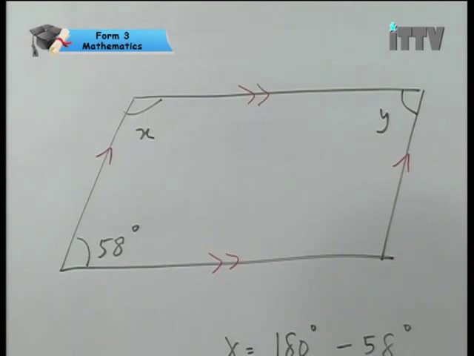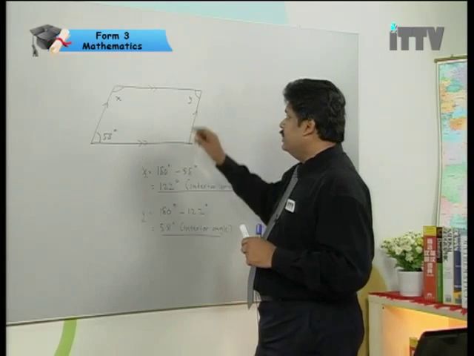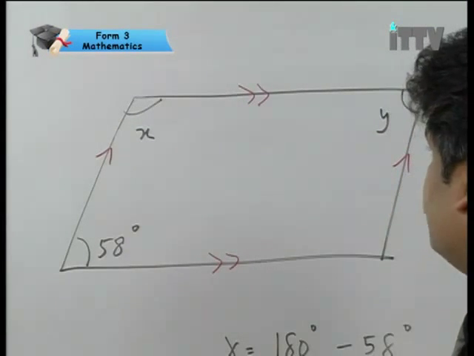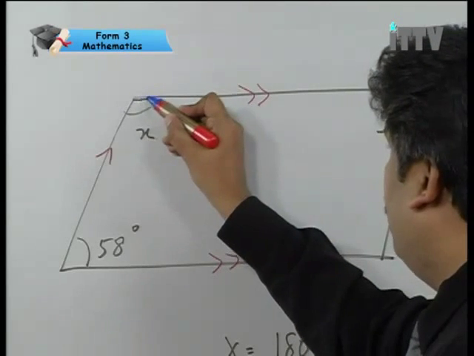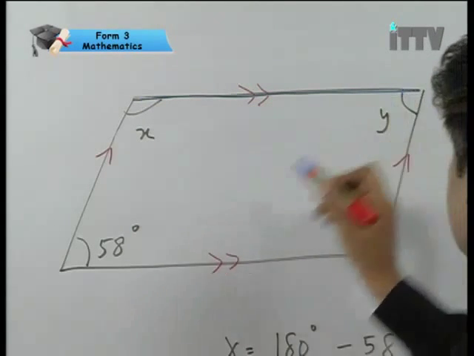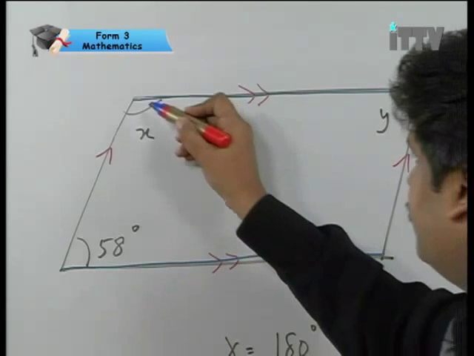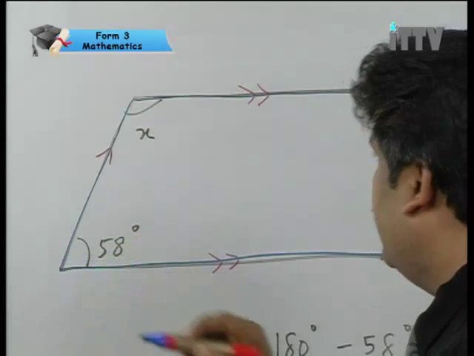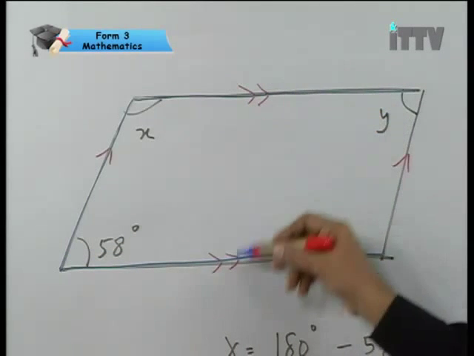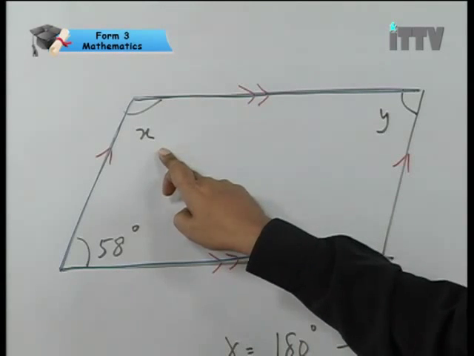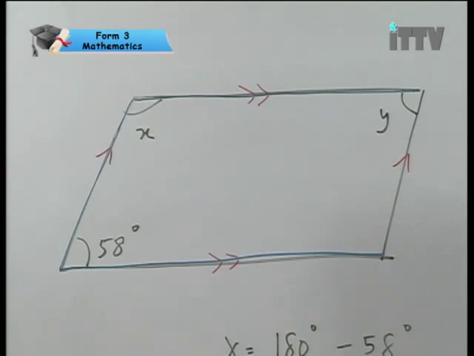So how can we find the value of x first? If you note, I'm going to use this parallel line to find x first. This and this parallel line, and I draw a transversal down this way. So I'm using this parallel line. If you note very closely, x and 58 are actually interior angles.